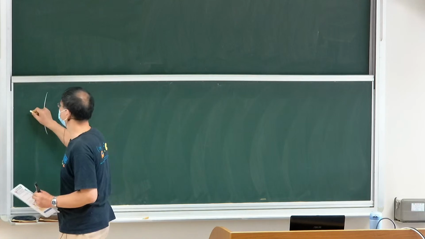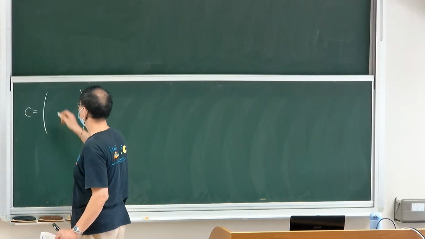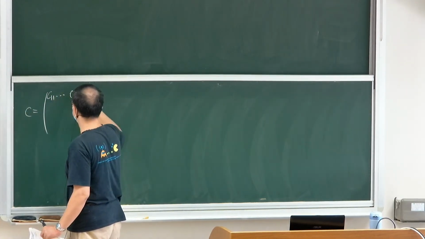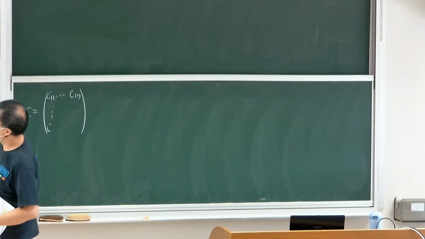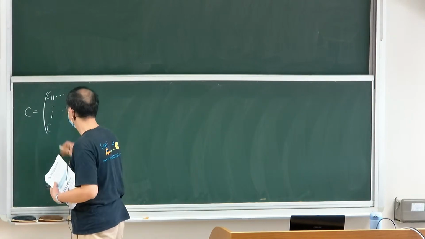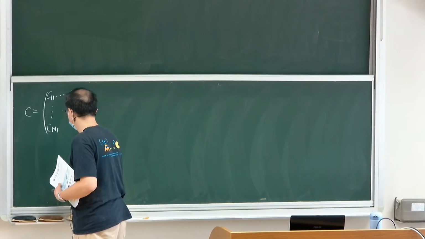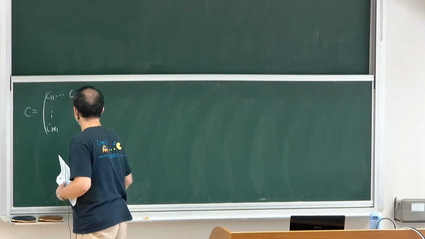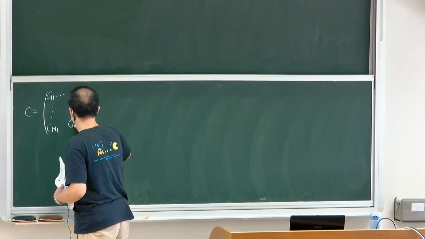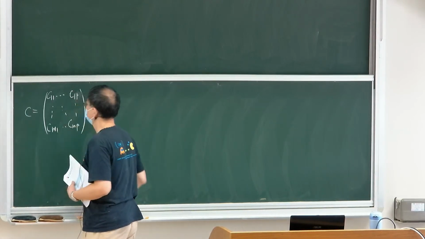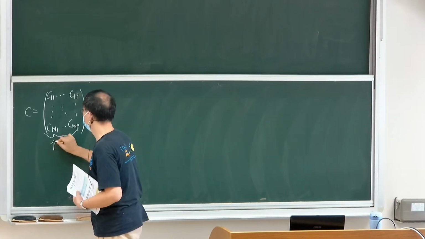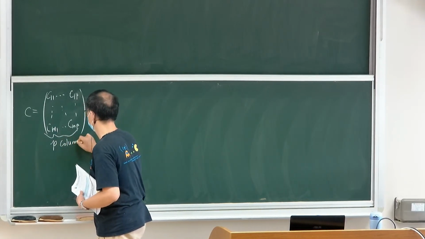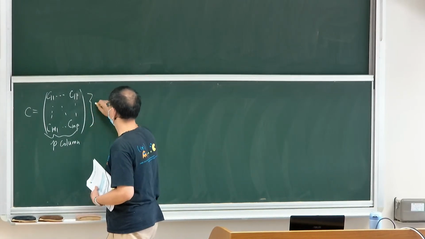here, if we let C equal this one, C11 to C1p, and here, let me see, it's an m by p matrix. So C11 to Cmp. Okay, so I have a p columns, and here I have m rows.